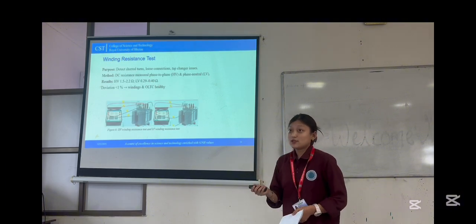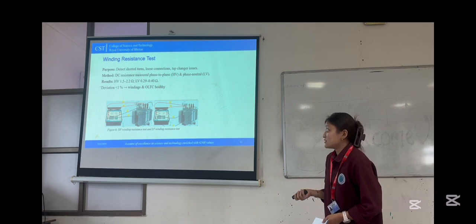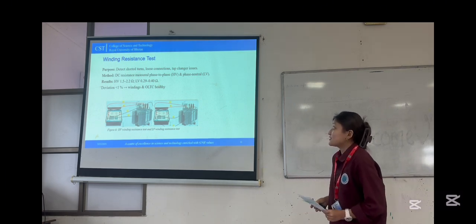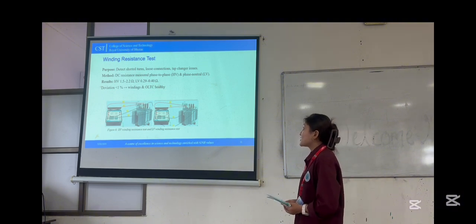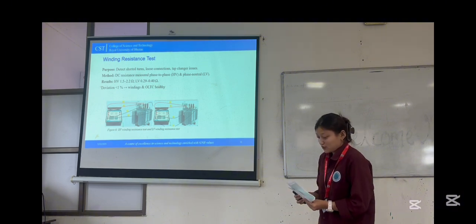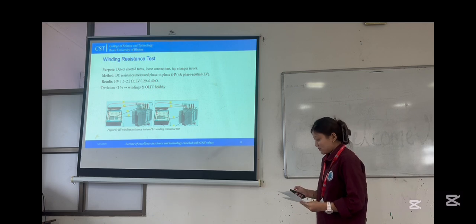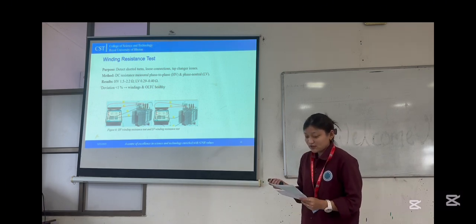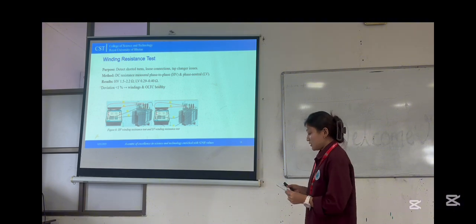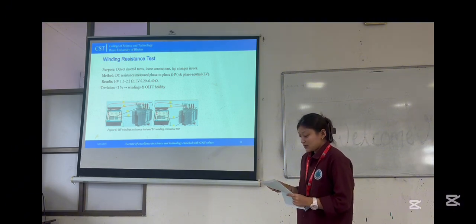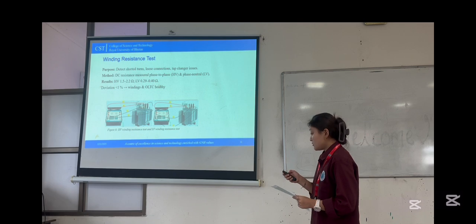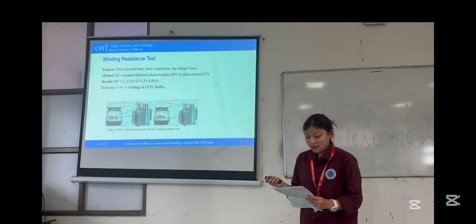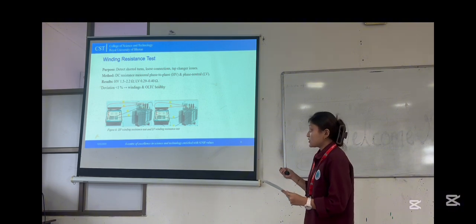Now moving on to the next, we have the winding resistance test. The purpose of the winding resistance test is to detect shorted turns, loose connections, and tap changer issues. To tell the procedure required, first we have to set the tap changer to any desired position and set the multimeter to resistance mode. And connect the red lead to the R phase, black lead to the Y phase, and measure the resistance.